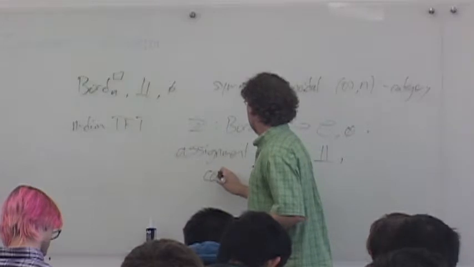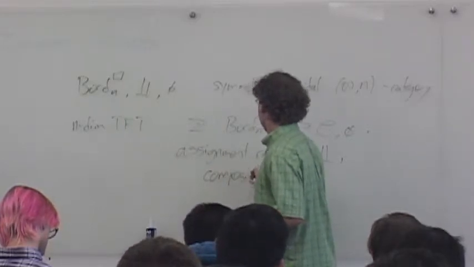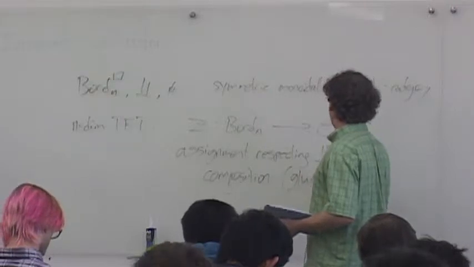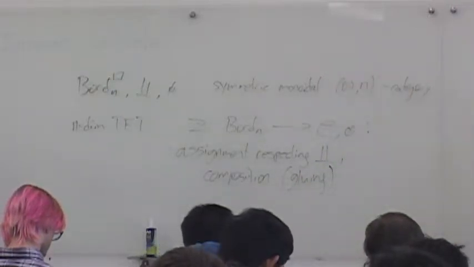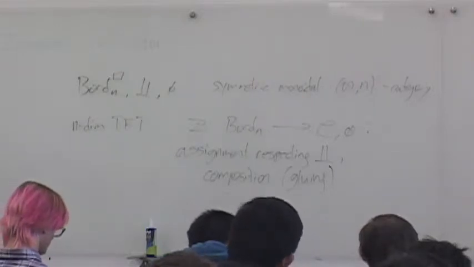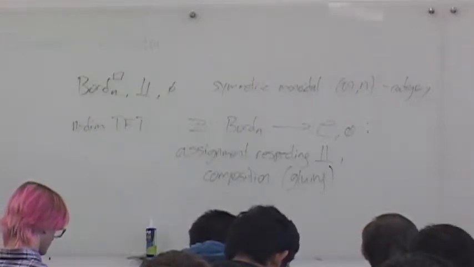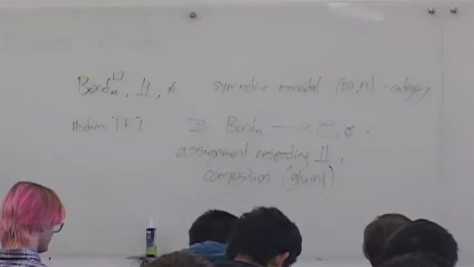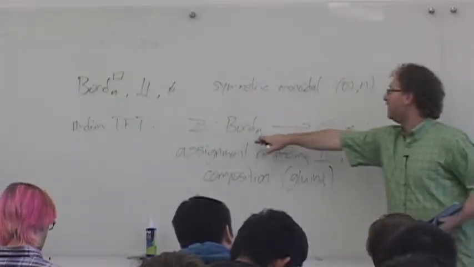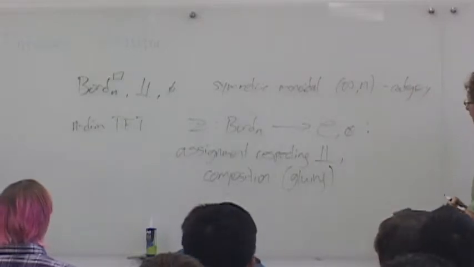It respects composition of morphisms. In other words, it respects gluing. So if I have a composition of morphisms, like we had before, we have a gluing where we glue one manifold to another one. That corresponds to a composition in this category. So by being a functor, it means it goes to composition here.